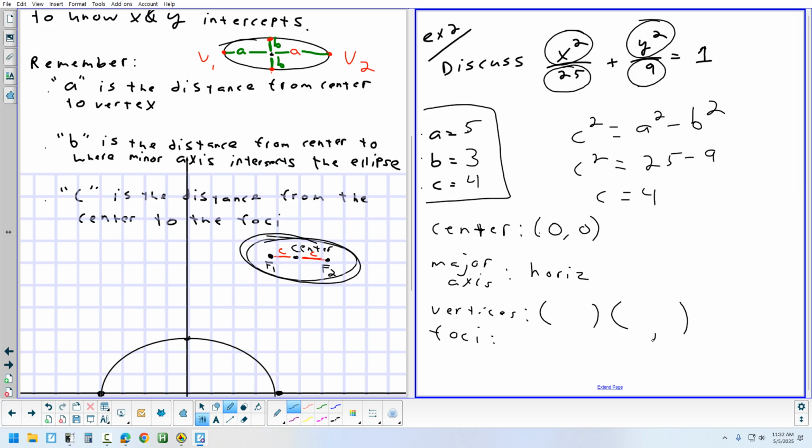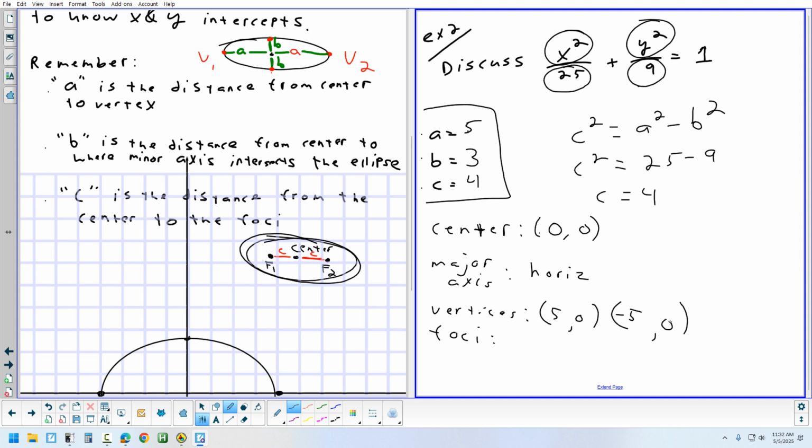5, 0, and negative 5, 0. So you can write it that way. Because it is at the origin, you could do plus or minus 5, comma 0. That doesn't work when you shift it because the numbers aren't symmetrical anymore.